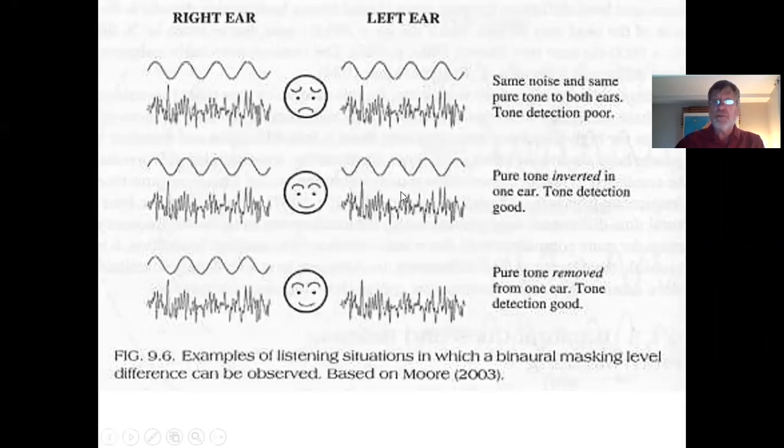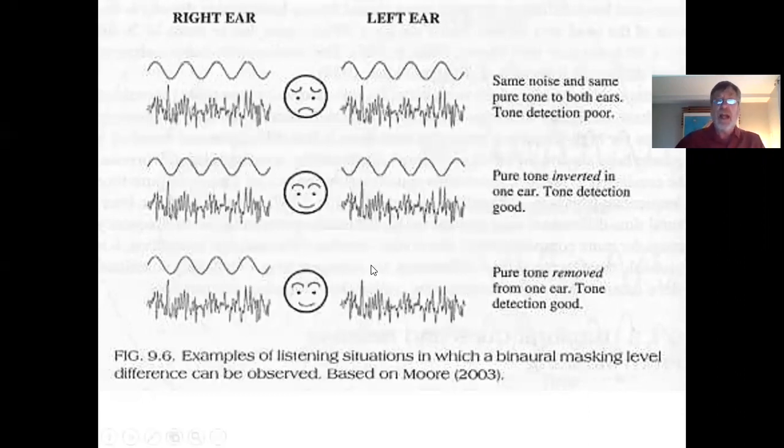But now look, there's something different. The speech or the sound you want to hear is inverted in phase between the ears, and yet the noise is the same. That person's happier. Something's different. Either the signal is different in phase or the noise is different in phase, but by gum, something's different between the ears. If that's the case, yep, you're happier. That's called the binaural cocktail effect.